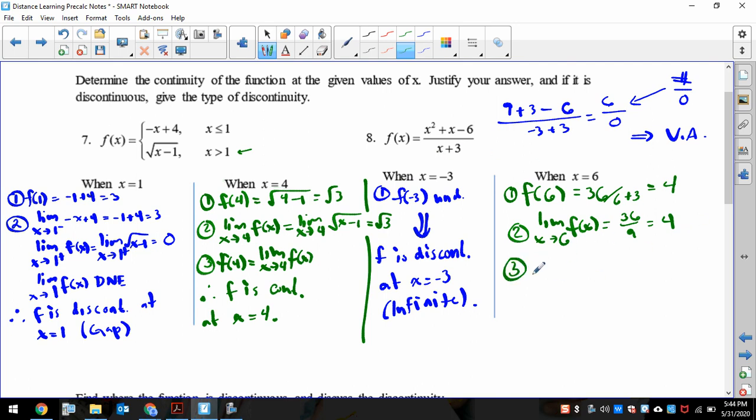So for part 3, our function is equal to the limit value, which we could say, therefore, f is continuous at x equal 6.